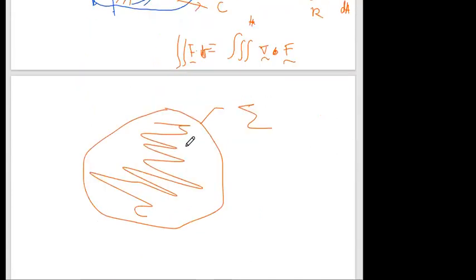Okay, so the flux across this boundary: here you have a vector field, right? The vector field is spread everywhere. So now we want to compute the flux across this boundary, which is the same as adding up all the local flux density throughout the entire solid.